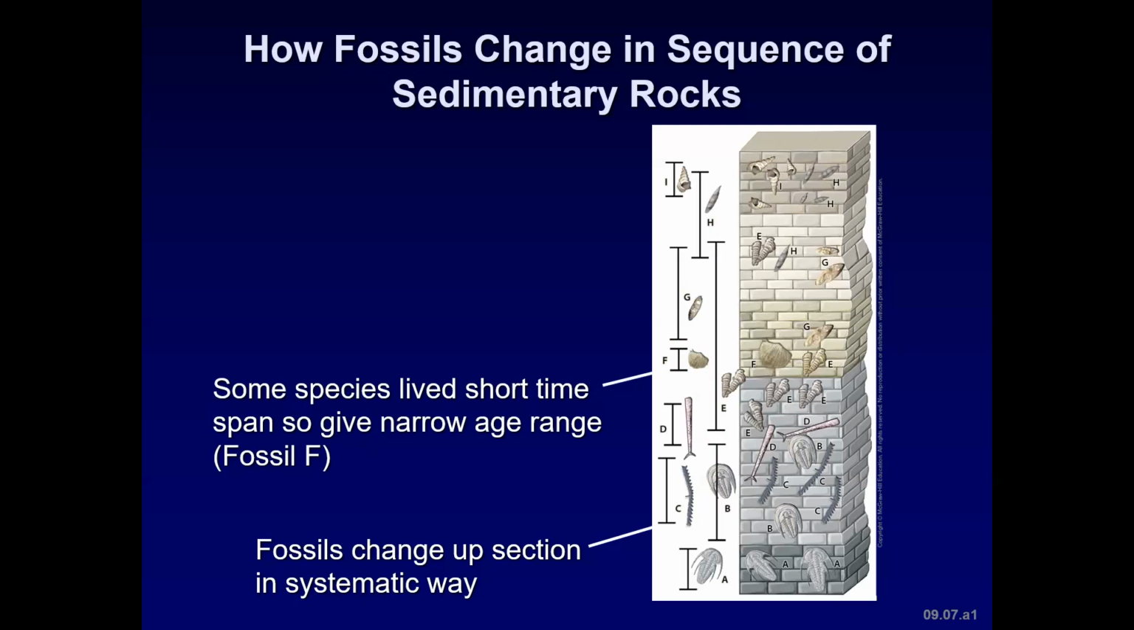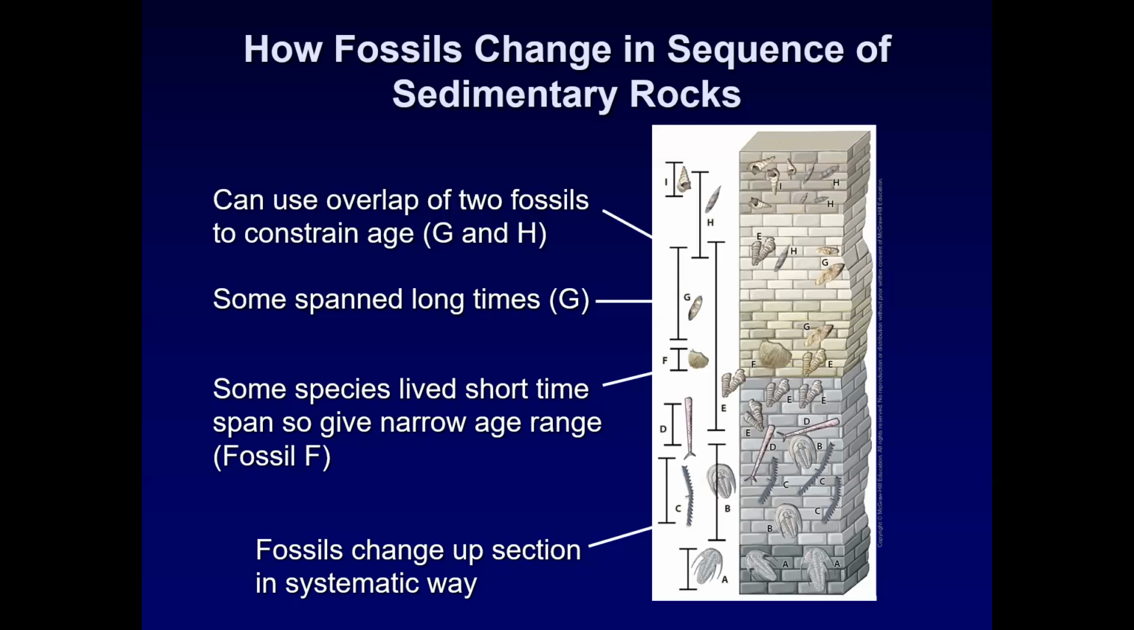So yeah, some of these species lived a short time span, so we only have a narrow age range, and some had long span of time where they existed. You can overlap two different types of fossils to constrain the age of the rocks. We can do that with G and H. If we see both H and G, we know it's from a very specific point in time because we don't see that overlap in any of the other rocks.